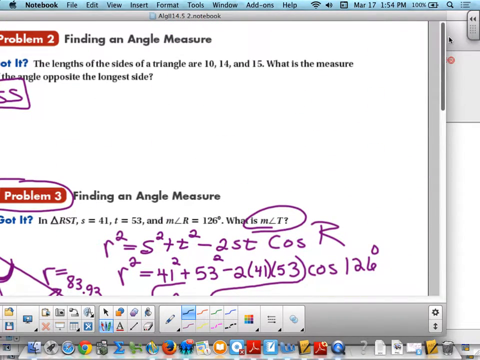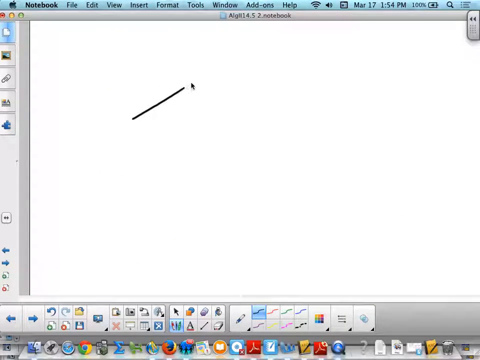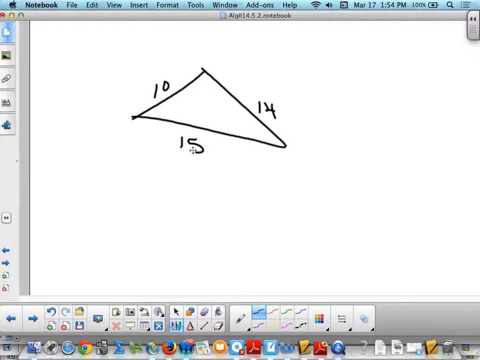Here we go. The lengths of the sides of a triangle are 10, 14, and 15. What is the measure of the angle opposite the largest side? Try to draw a triangle that looks something like that.